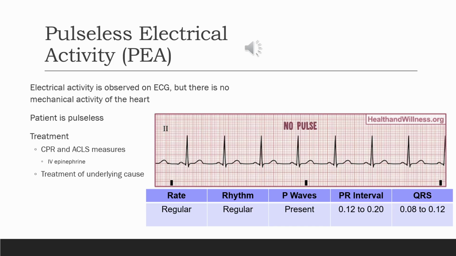So the key takeaway here for PEA: organized electrical activity does not always mean a functioning heart. The most important step is to check for a pulse. If there is no pulse, we're going to start CPR and start looking for a reversible cause.